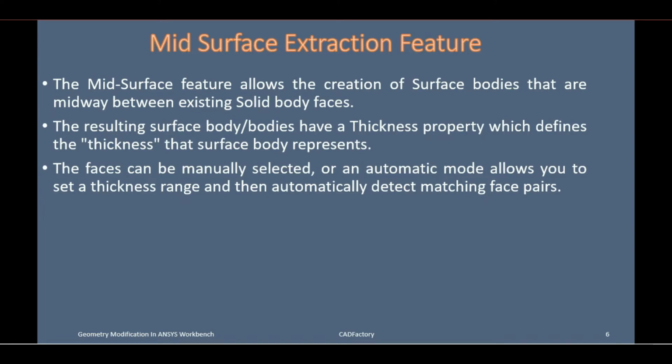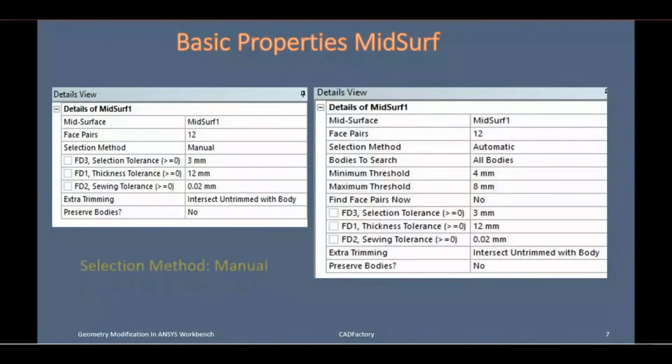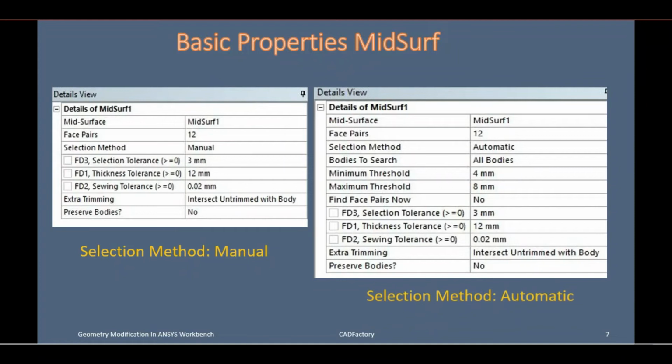Suppose we have a model with a number of sheets of different thicknesses. Then we have to find the minimum thickness sheet and the maximum thickness sheet and give the range of those body thicknesses. It will automatically detect the face pairs. So these are the two selection methods here. Now the basic properties of mid surfaces.